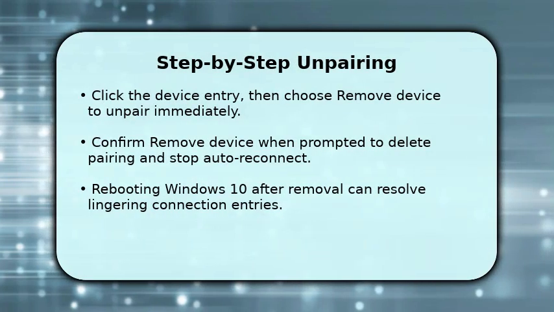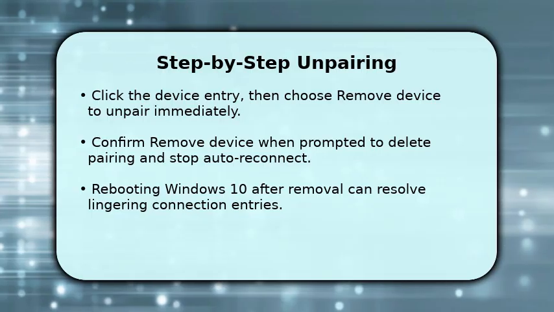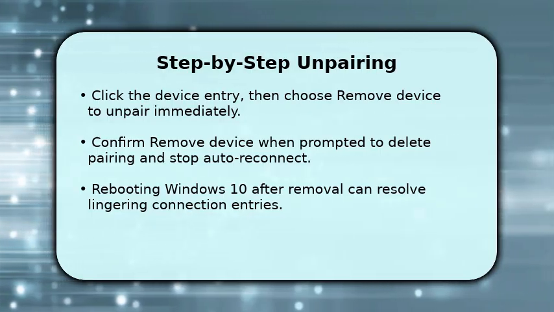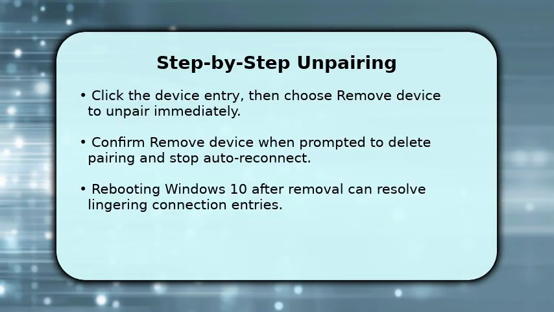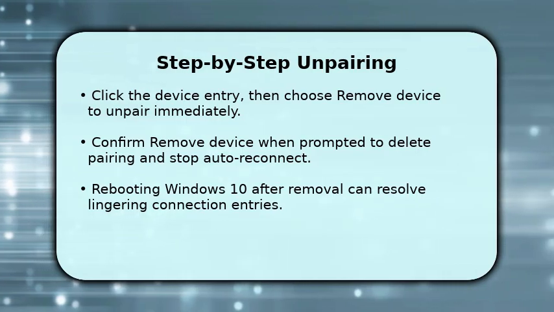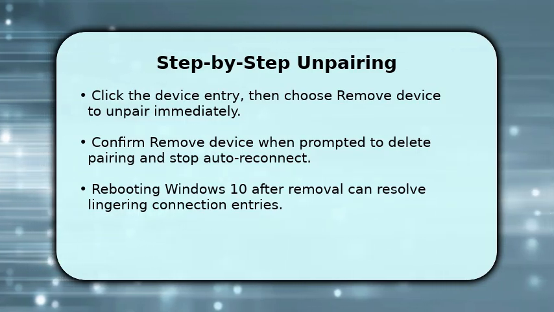Click the device entry in Bluetooth and Other Devices, then choose Remove Device to unpair immediately. Windows 10 will prompt you to confirm removal before deleting the pairing data. Confirm Remove Device when prompted to delete pairing and stop auto reconnect.